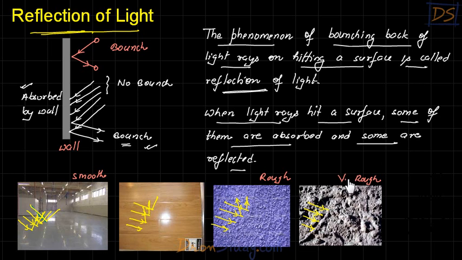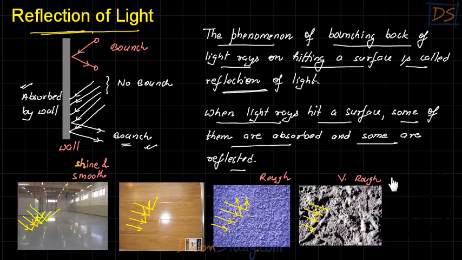So are you understanding the point which I am trying to convey? If the surface is very smooth and shiny, then most of the light rays hitting the surface are reflected. If the surface is very rough, then most of the light rays hitting the surface are absorbed.